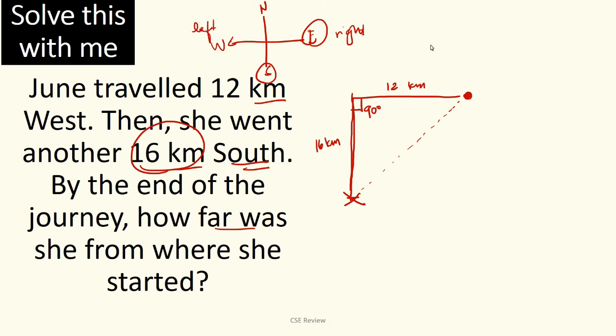Ibig sabihin, you are given a right triangle. Okay? Ang right triangle kasi is a triangle with one right angle. 90 degrees ito. Kaya, pag nag-travel ka ng directions mo, lahat kasi yan is 90 degrees. Okay? So, pag nag-move ka ng perpendicular sa isang direction, automatic 90 degrees yun. Okay? And makikita mo rin naman if you draw quite well.